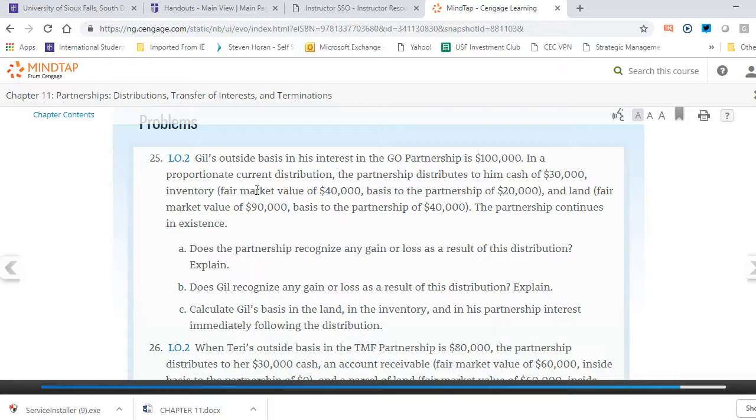Letter C, calculate Gil's basis in the land, inventory, and his partnership interest immediately following the distribution. Okay, so his original basis is 100, and then remember what he receives: cash of 30, inventory with the basis of 20, and then land with the basis of 40. So it's pretty simple. Let's just go over to Excel.